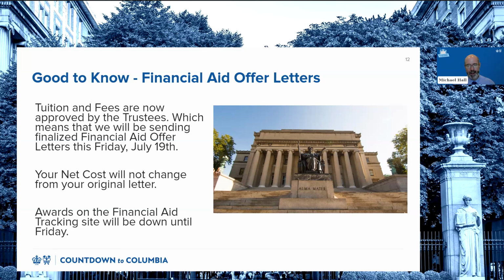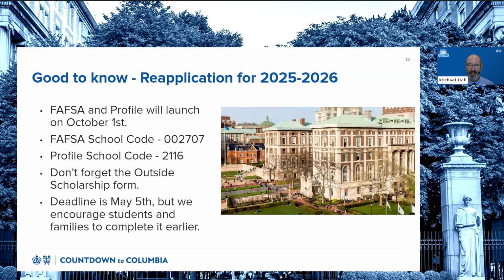So for those who applied early decision, the cost of attendance is going to go up on this new letter, but your grants are going to go up by the exact same dollar amount as the cost of attendance went up. So your net cost, that number you saw at the bottom of your financial aid letter, will remain exactly the same. Oh, and the last point about this: while we're doing this work, we will have to take down the financial aid information on the tracking website. That's going to happen later this afternoon, but it'll come back up on Friday once we send all the aid letters.